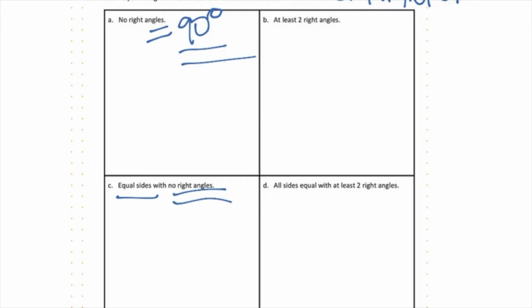And then D says all sides are equal with at least 2 right angles. All sides equal. What kind of quadrilateral does that sound like to you? That all the sides are equal. And is that an option on the mathisfun.com website? I'm looking forward to hearing that answer when I see you during office hours. Push pause, go to that website, draw these diagrams, label the angles, label the sides. Ready? Go.